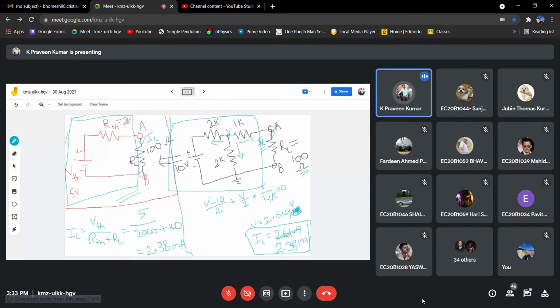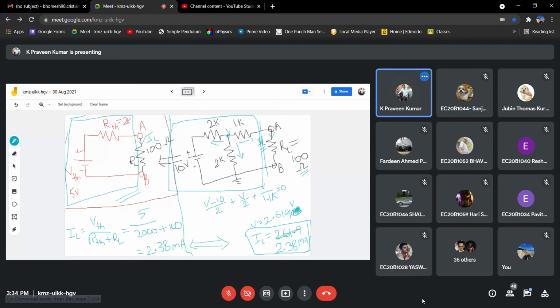So across these terminals A and B, we can replace this entire circuit like this, so that we are verifying whether it is true or false. We calculate the response in the load resistance for the actual circuit, then find the response using its Thevenin equivalent circuit. Both should be the same. Like this we can verify Thevenin's theorem. Right?